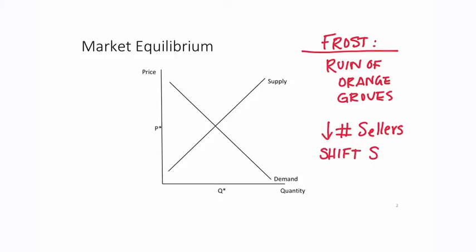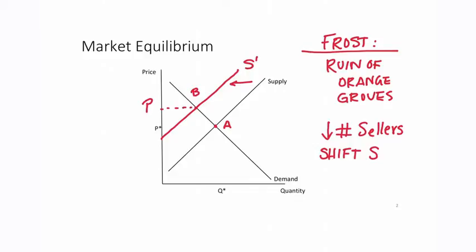And which direction is it going to shift? It'll shift in or to the left. So what we observe is that at each price point, there is going to be a lower quantity supplied. So our supply curve is going to shift in. We move from an equilibrium point, such as point A, to a new equilibrium point, such as point B.